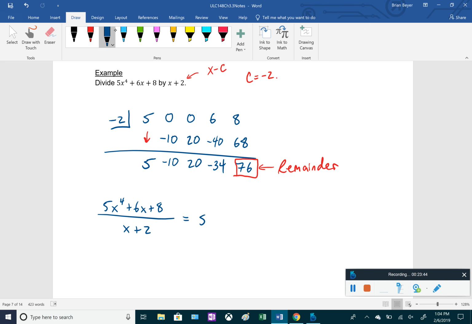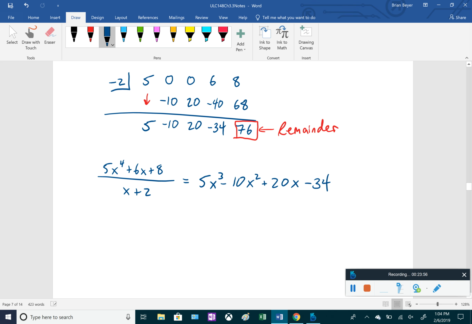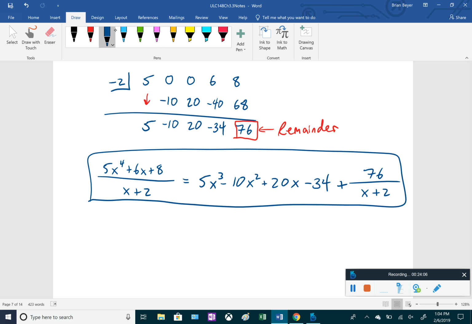So it's going to be 5x cubed minus 10x squared plus 20x minus 34 plus the remainder of 76 over the original divisor. And that's going to be our answer.